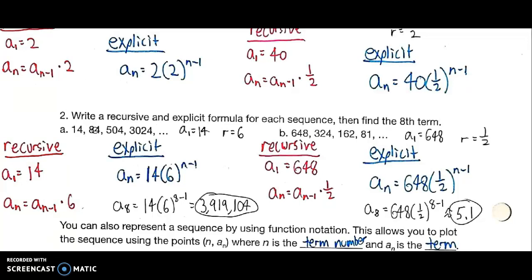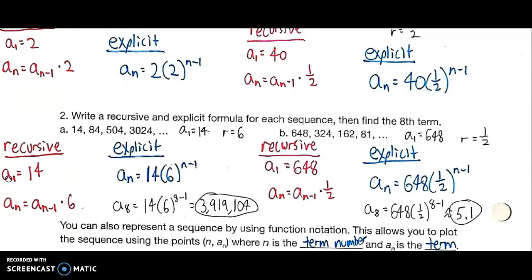And we can always use division. If I take 84 divided by 14, 504 divided by 84, 3024 divided by 504, if I take a number and divide by the one that came before it, we can see that the common ratio is 6. I multiply 6 every time I want to advance to the next number. So same two pieces, I just stick those into my formulas.